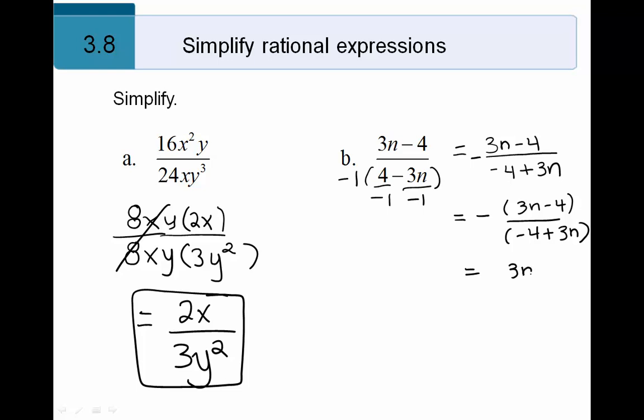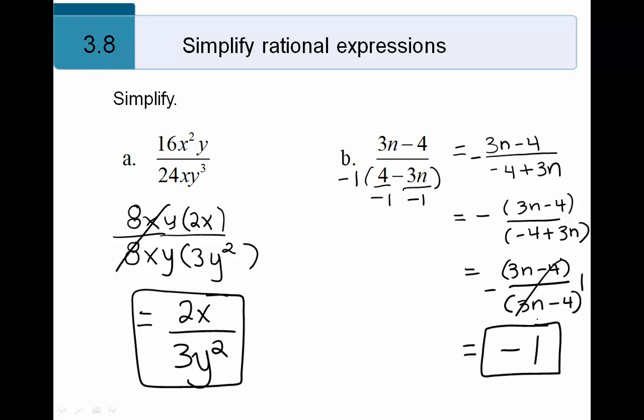But 3n minus 4 is exactly the same thing as negative 4 plus 3n. You can rewrite it just like that. Don't forget it's negative. 3n minus 4 divided by 3n minus 4 is just equal to 1. So this is equal to negative 1. I hope I'm explaining this well enough to you. Let's try another one.